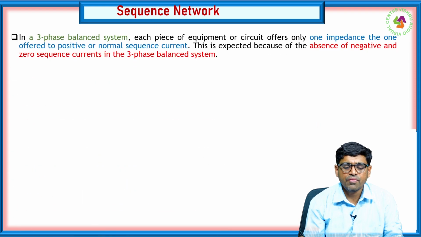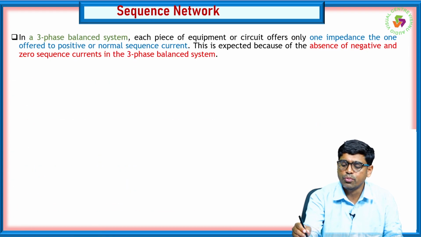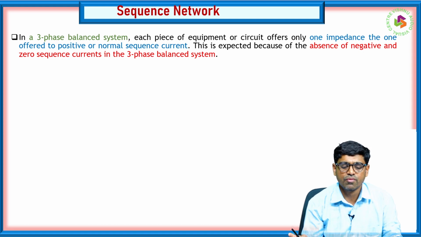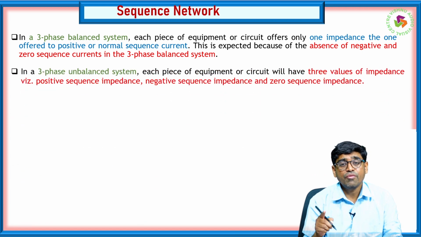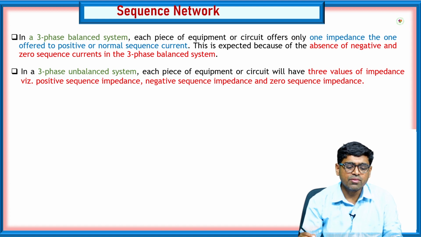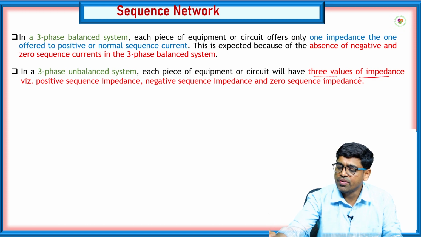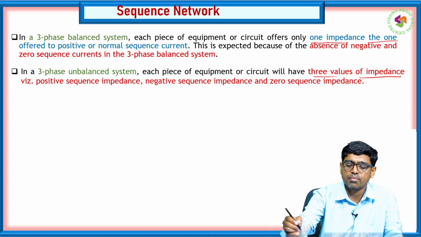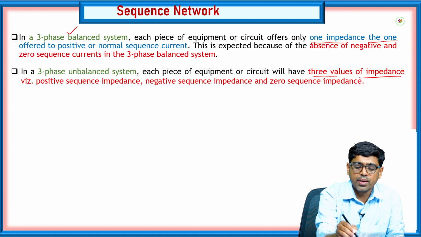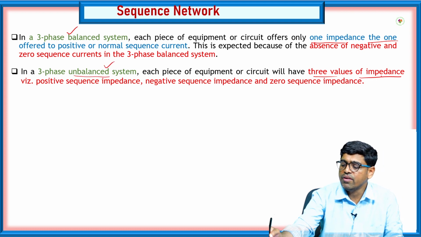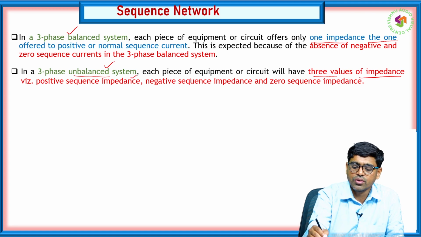In sequence networks of 3-phase balanced systems, each piece of equipment or circuit offers only one impedance, to the positive or normal sequence current, and this is expected because of the absence of negative and zero sequence current in the 3-phase balanced system. So in a balanced system, we have only the positive sequence component. In the case of 3-phase unbalanced systems, each piece of equipment or circuit will have 3 values of impedance. Here only one impedance we have if the system is a balanced 3-phase system. But in the case of an unbalanced system, we have 3 values of impedance, that is positive sequence, negative sequence and zero sequence impedances.